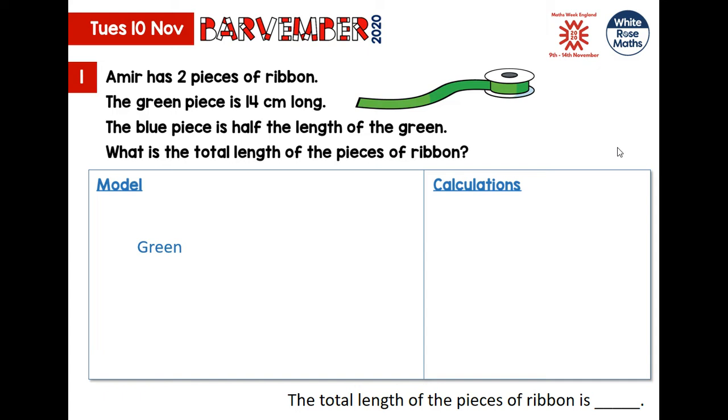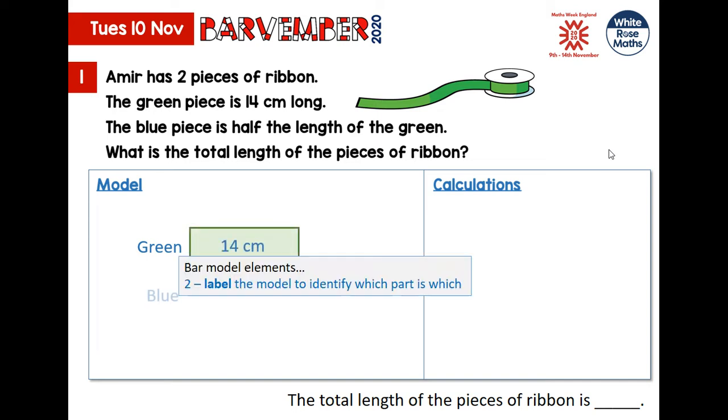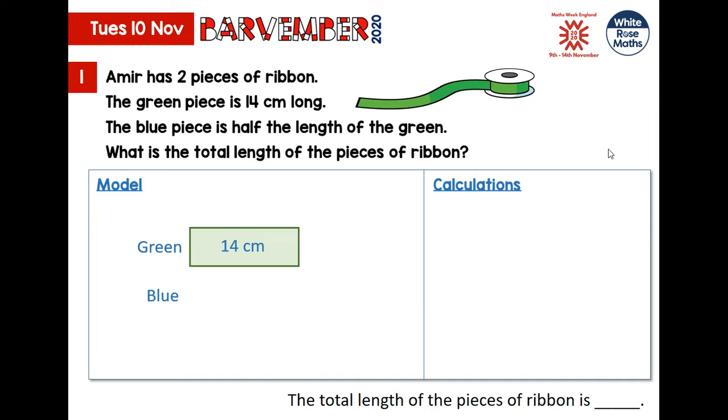Amir has 2 pieces of ribbon, green and blue, so I'm expecting to have 2 bars here. One for my green, I know that's 14, so I can fill that in. Blue, remember, label your models clearly. You're trying to get all the information from the question into your model, and that includes the names and labels. And the blue piece is half the length of the green.